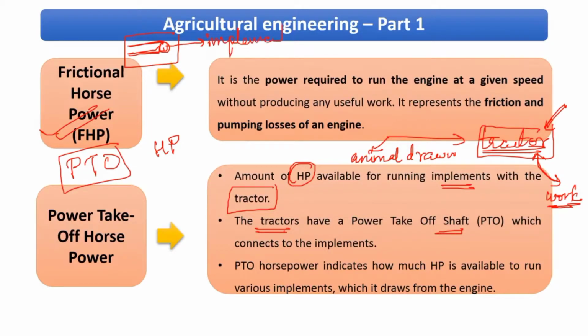Now when I say power take off horsepower, it is nothing but the horsepower that is available for these implements to run. You need to understand one thing. Suppose I am supplying a power P to the tractor, it is not necessary that the entire P is going to be available to the implement. The entire power cannot be used by the implement. Only a certain percentage of the power is made available through this PTO shaft for the implements to work.